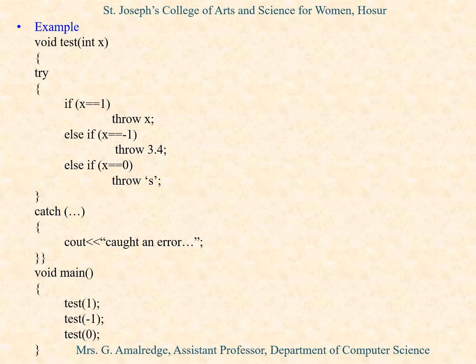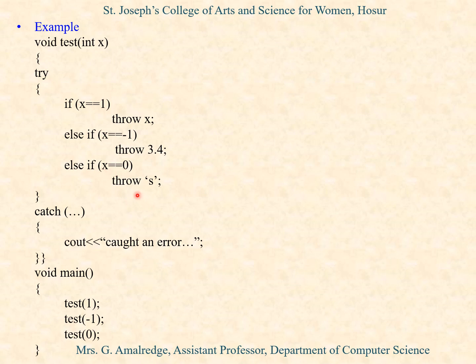Here is an example program for catching all exceptions. It is the same program that we have seen in multiple catch statements. The same test function has a try block and a catch block. In the try block we are going to test the value of x. If the value of x is equal to 1, it throws an integer. If the value of x is negative, it throws a float. If the value of x is equal to 0, it throws a character.